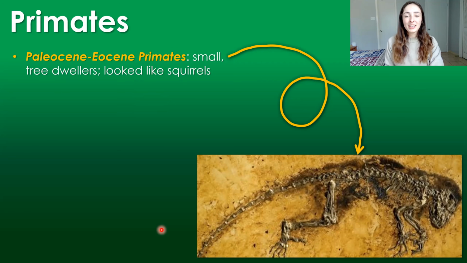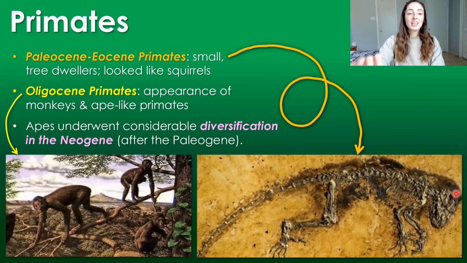Next, we have the primates. Paleocene, Eocene primates were small tree dwellers that looked a little like squirrels, and here's a fossil one down to the right. Oligocene primates, however, after the Paleocene, Eocene, became a little bit more monkey-like or ape-like, and then in the Neogene, after the Oligocene, apes underwent considerable diversification, and this is what we're going to be talking about in the Neogene life video, or I might have a whole separate video about Homo sapien evolution during the Neogene, and then a different, other life in the Neogene video, because there's just so much to talk about when it comes to human evolution, but I won't get into that here.